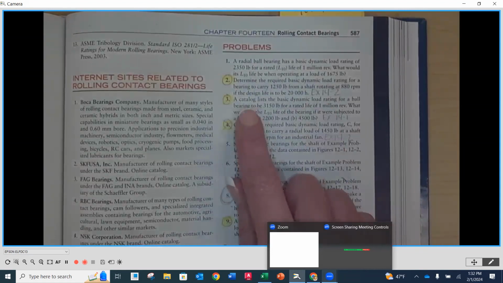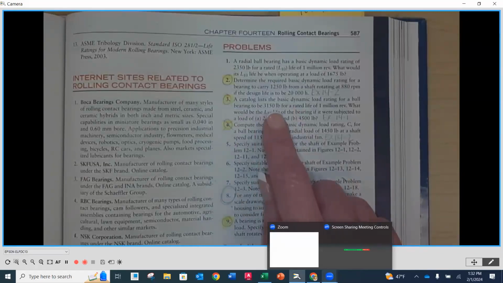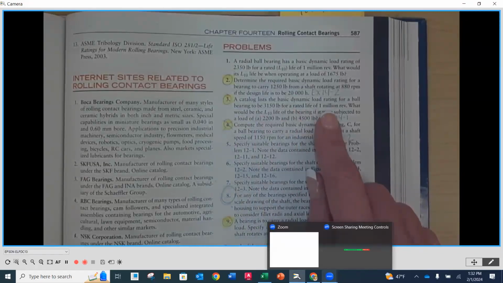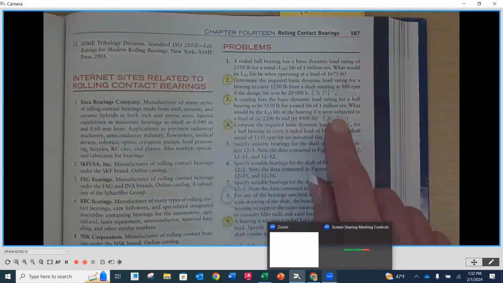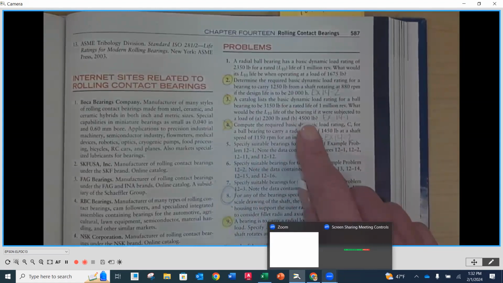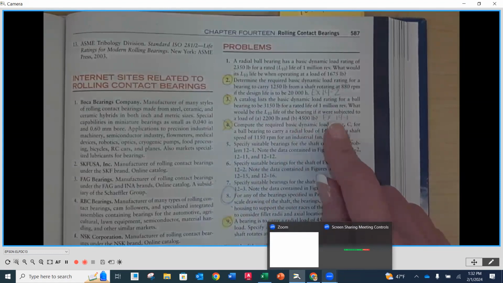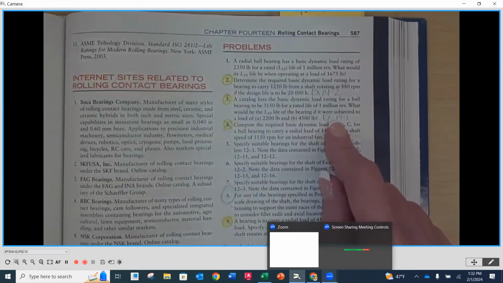The next one here: the catalog lists the basic dynamic load rating of 3,150 for a rated life of 1 million revolutions. What would be the L10 life of a bearing if it is subjected to first 2,200 pounds and then 4,500 pounds? So one is going to be less than that basic dynamic load rating, and one is going to be more. This is going to be like example 1, but you're going to work it two times. This one does not go with the spreadsheet at all. This one would be a hand calculation.